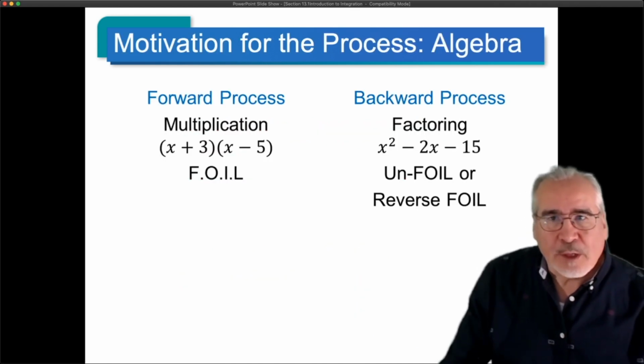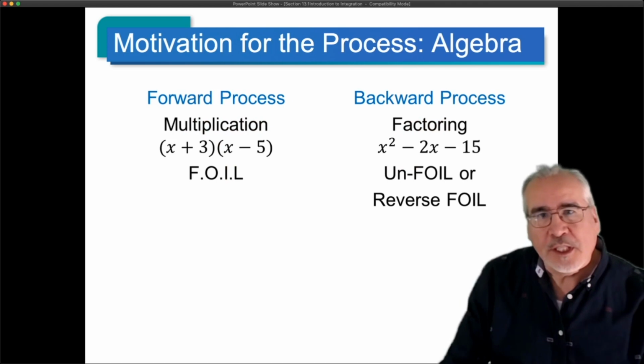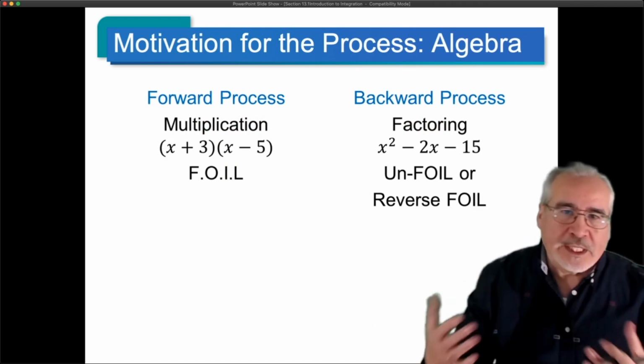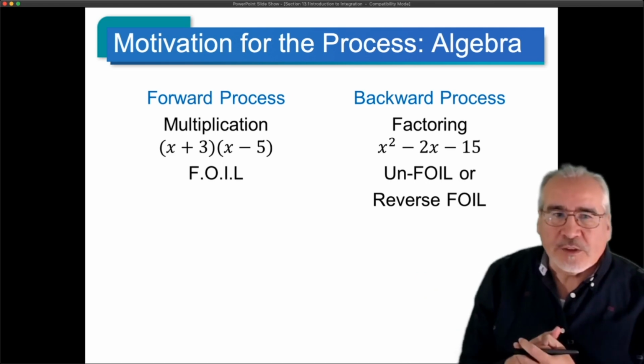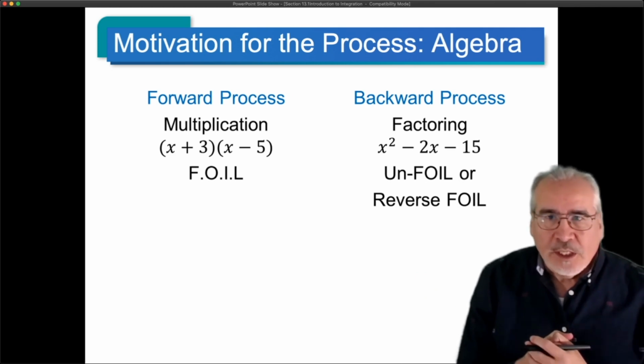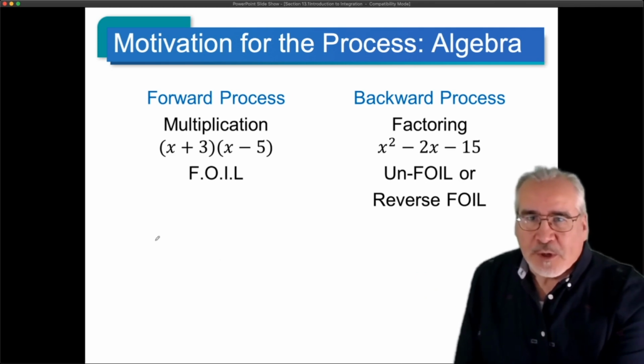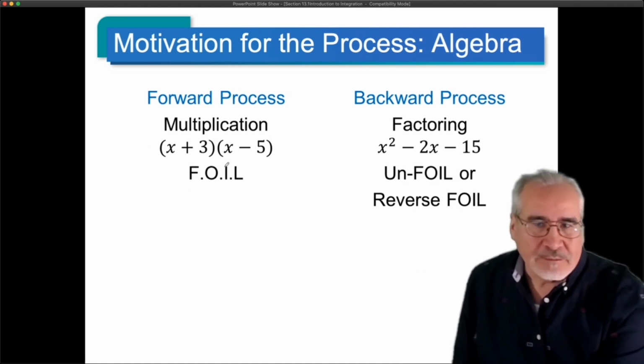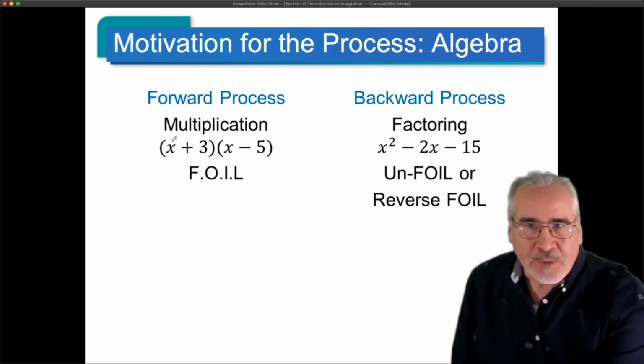So here's an example just for motivation. I want you to think back to your algebra class, and the forward process we did in algebra, or one of the forward processes, was multiplication. So we oftentimes had problems where we were given a binomial and we were asked to multiply it, and many of us learned a system called FOIL, and we'll just go through that.